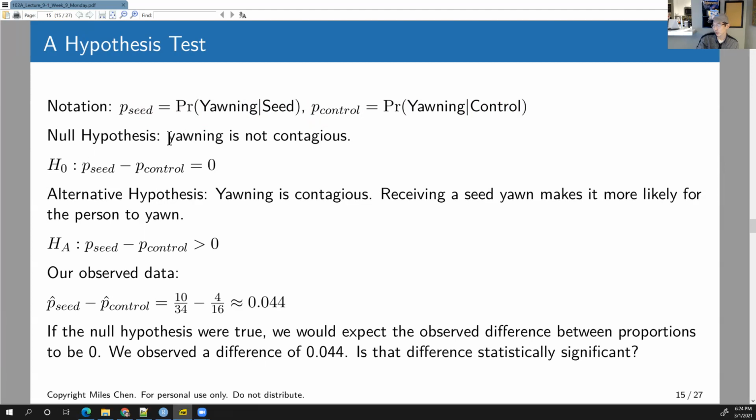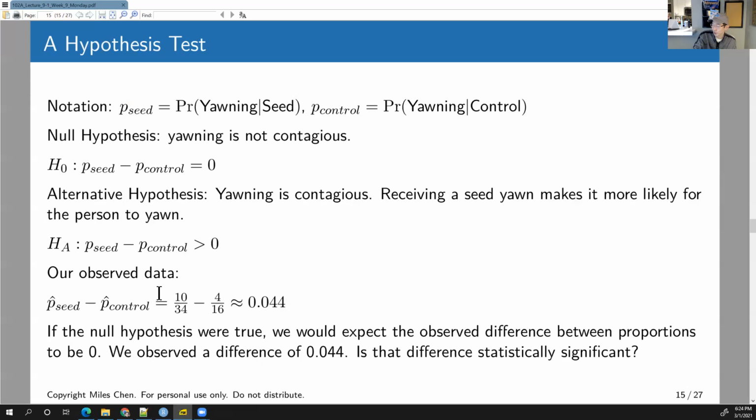And our null hypothesis is that yawning is not contagious, or that P seed minus P control, the difference between them, is 0. Okay, that there's no difference. Whether you're in the seed group or the control group has no impact on the probability of yawning, so the difference between these probabilities is 0. And then the alternative is that yawning is contagious, meaning that if you're in the seed group, you are more likely to yawn. If you see somebody yawn, you're going to be more likely to yawn while you're waiting inside the trailer than if you didn't see someone yawn. That would be P seed minus P control is greater than 0.